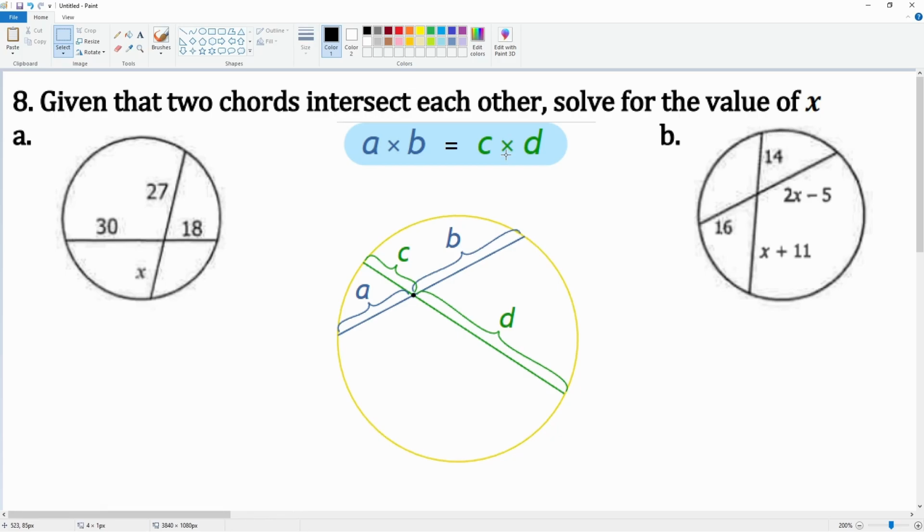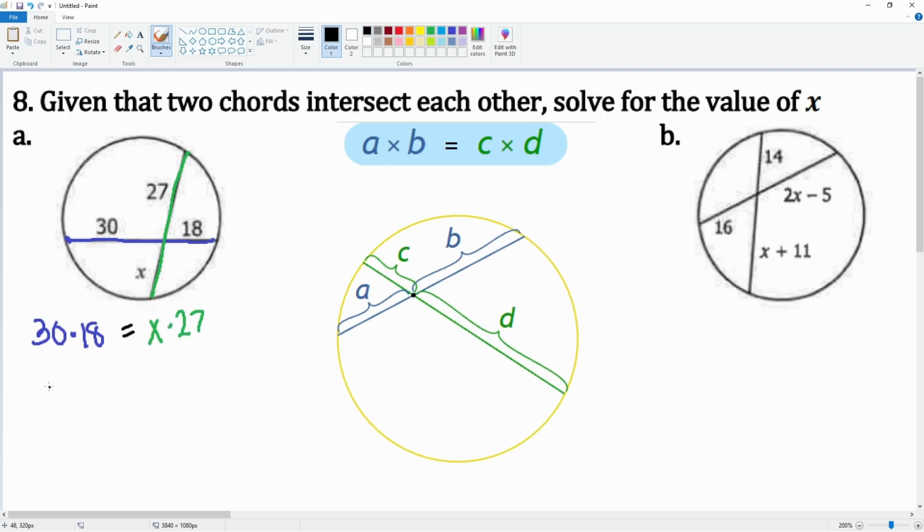So this allows us to set up this equation. I'm going to notice this whole chord here is going to be the blue part, and this whole part is going to be the green part. Now I can set up my equation. 30 times 18, and that's going to be equal to x times 27.